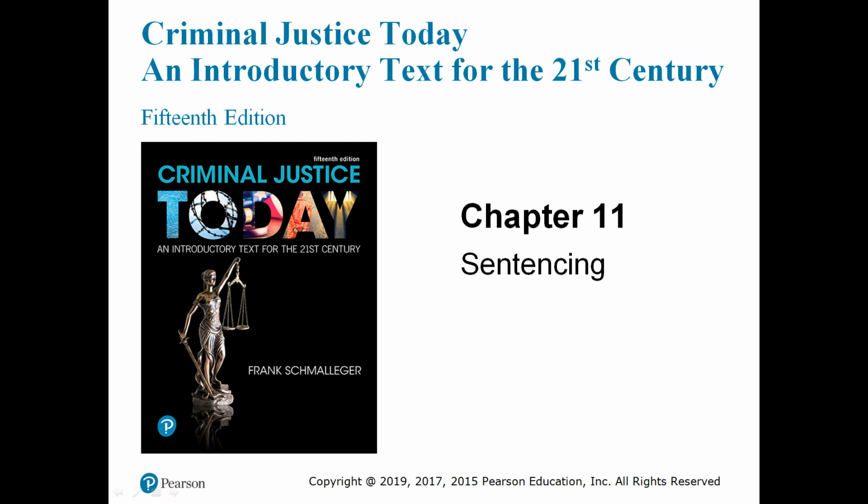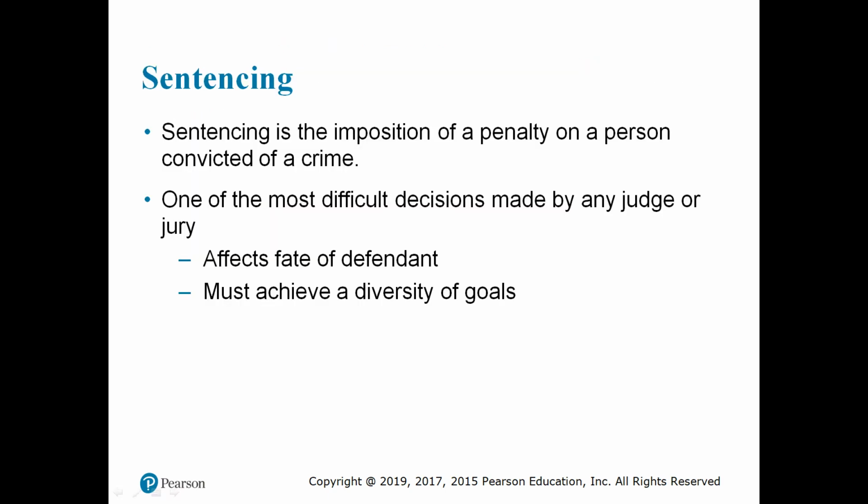And there are some things that you'll need to read on your own, especially some of the issues in the chapter that we're going to let you know about. So, sentencing. That is the imposition of a penalty on a person convicted of a crime. It can be one of the most difficult decisions that's made by a judge or a jury because obviously it affects the fate of the defendant, can change their life, and it's supposed to achieve a diversity of goals. And we're going to go over some of the goals of sentencing.